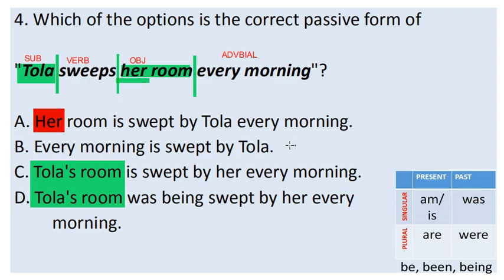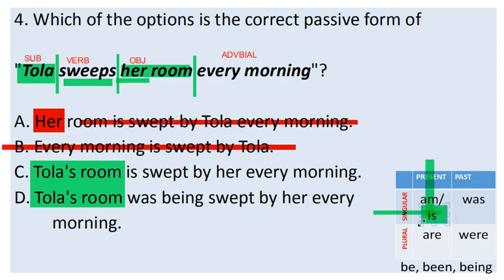Tola's room. Is Tola's room singular or plural? Singular, right? In the given sentence, the verb sweeps, is it present tense or past tense? It is present tense. On the table, let's plot singular present. What do we have? We have is. Then the past participle of sweep is swept. We have Tola's room is swept.